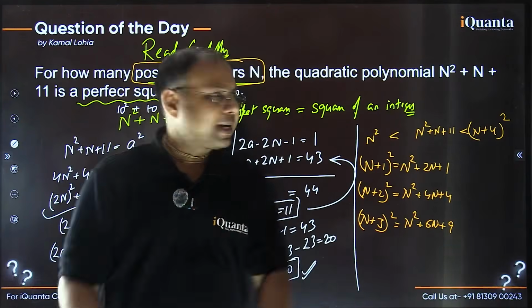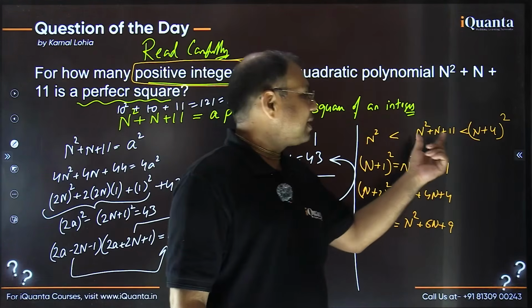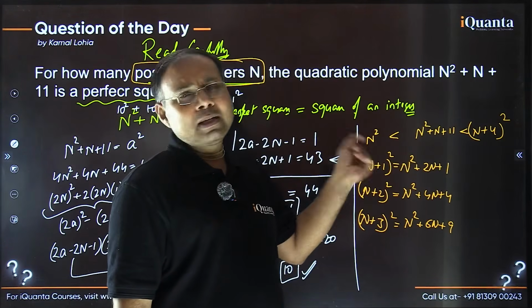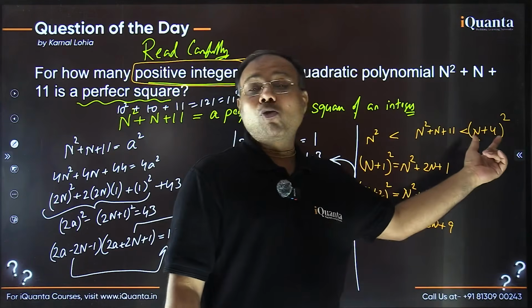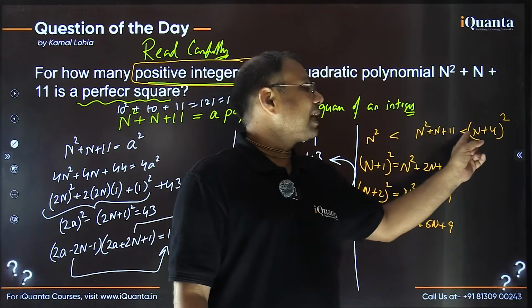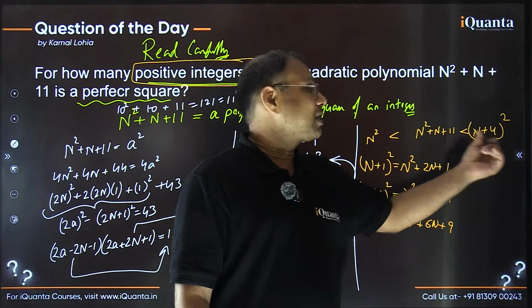Let me repeat once again. What did I say? I said that n square plus n plus 11 is certainly greater than n square, because n is a positive integer, and it is certainly less than (n plus 4) whole square. Why? Because n square is equal, but 8n is more than n, and 16 is also more than 11. So this entire expression is certainly more than that.